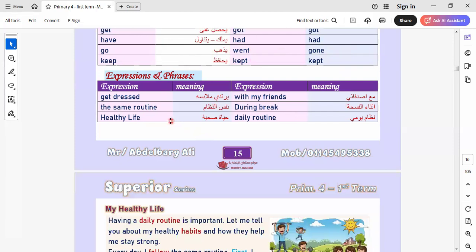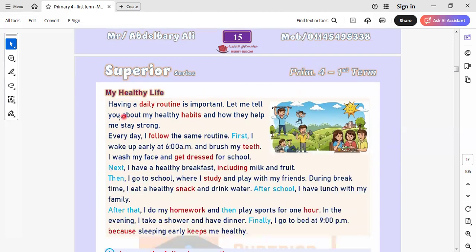Here are some expressions we know. Let's study together. Get dressed, the same routine, healthy life, with my friends, during break, daily routine. Let's read the story and answer the questions below. Having a daily routine is important. Let me tell you about my healthy habits and how they help me stay strong.